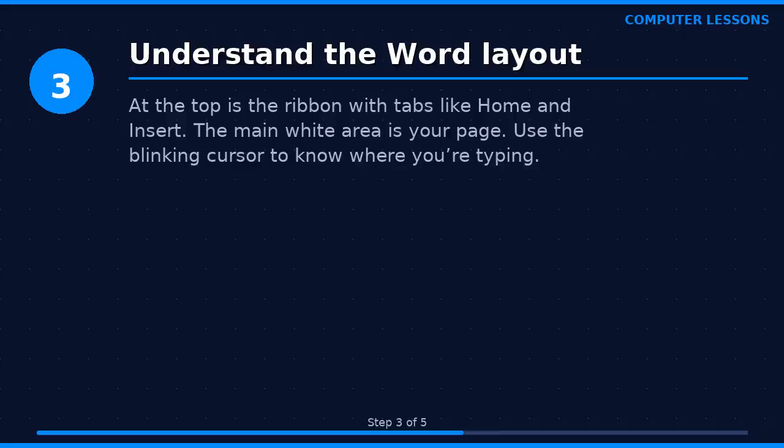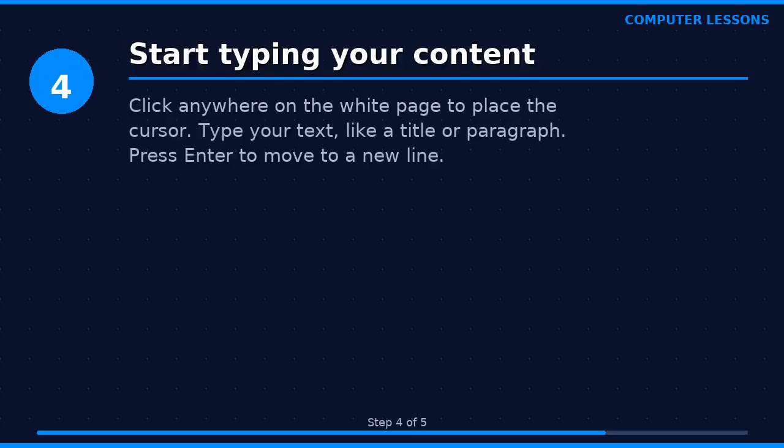Right in the middle of the page, that little blinking line is your cursor, waiting like a point guard with the ball. You click once on the page, lock in your starting spot, and you're ready to type your title, your first sentence, your first paragraph. Need a new line? Tap Enter and keep the offense moving.